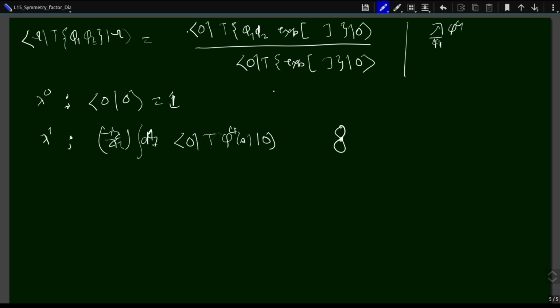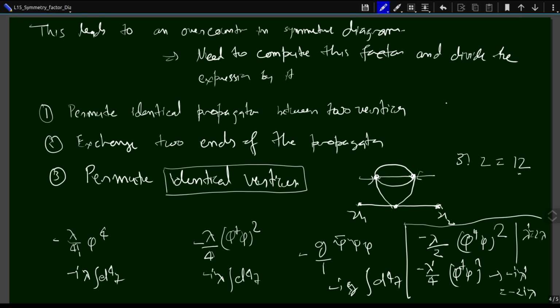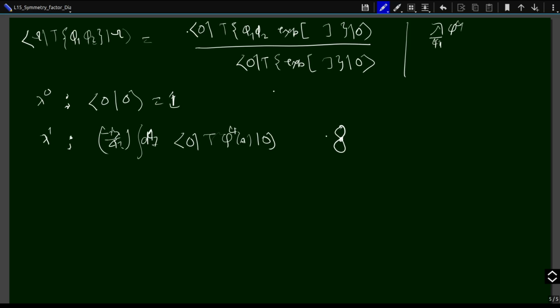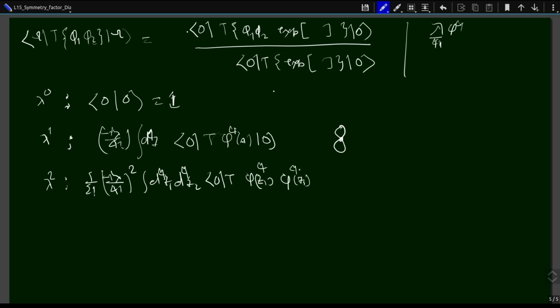That's it, nothing more. Now at order lambda square, here all the factors, symmetry factors, everything, are already included. So when I write a diagram over here, it's a true Feynman diagram, unlike in the previous slides, where the diagrams were representative of only the propagators and nothing else. Here it is all the propagators, all the vertices, all the symmetry factors, everything. When I write lambda square, then I have minus i lambda by 4 factorial square, 1 by 2 factorial coming from the Taylor series expansion, d4z1 d4z2 time ordered product of phi z1 power 4 phi z2 power 4.